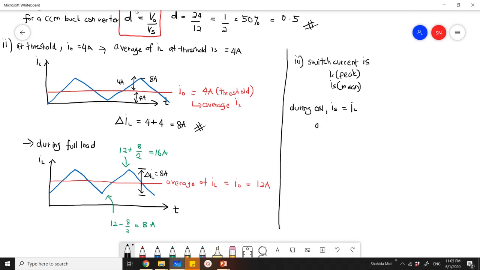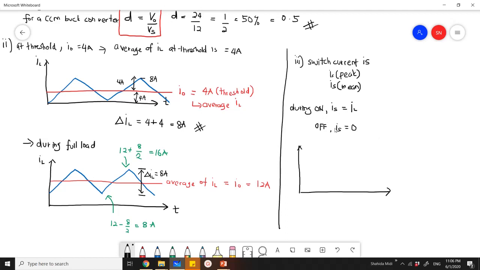and then during off, the switch is open. Okay, we have an open circuit, so there is no current going through the switch, so IS is equivalent to 0. Okay, so from here, for the waveform, we are going to divide during on and during off. Okay, so during on, IS is equal to IL.